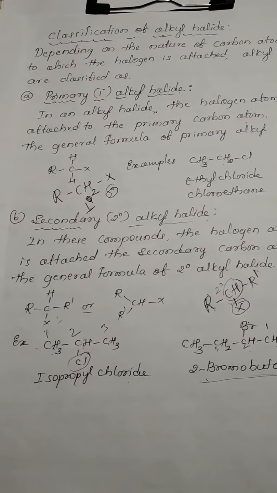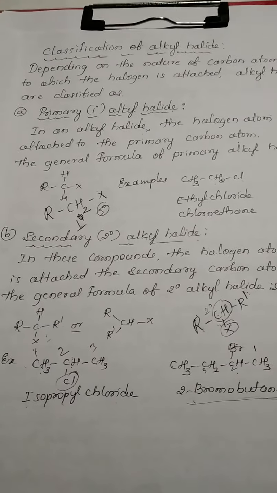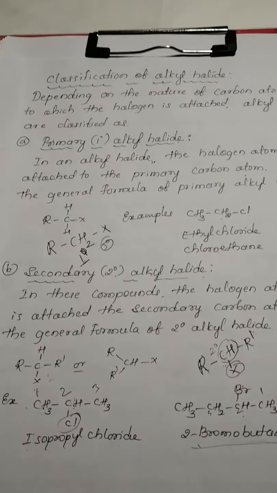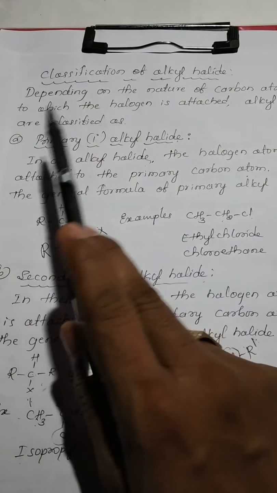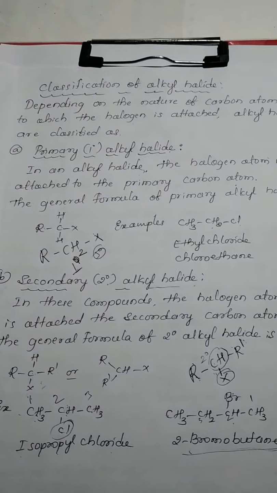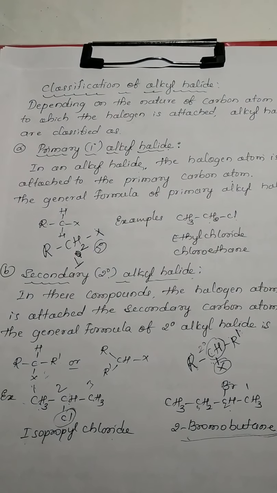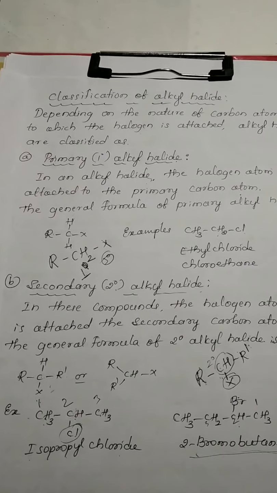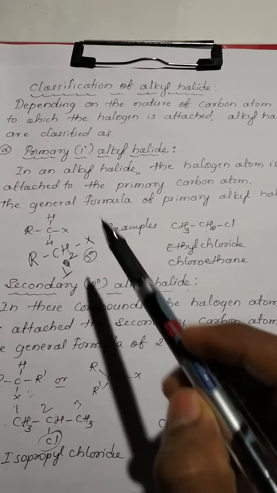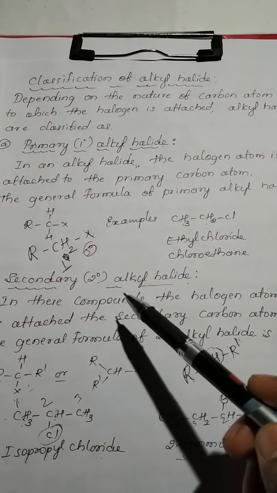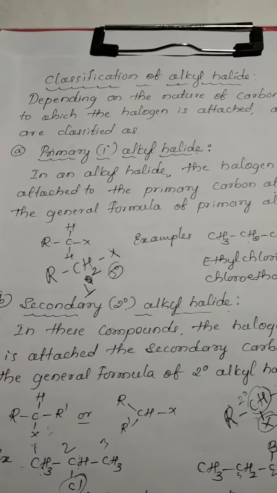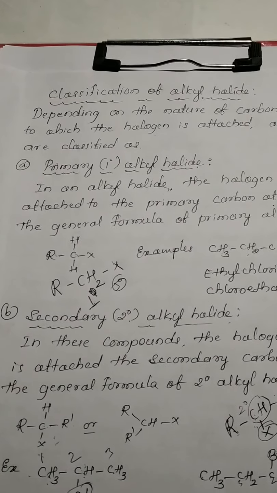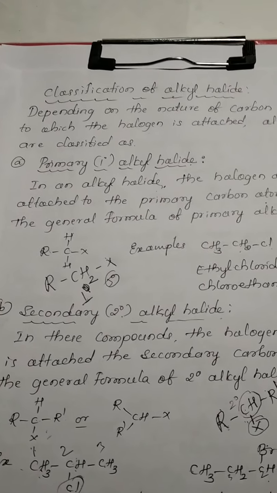Okay students, next is another classification. It is a classification of alkyl halides or haloalkanes depending on the nature of the carbon atom to which the halogen is attached. The alkyl halides are classified as primary alkyl halide, secondary alkyl halide, and one more is tertiary alkyl halide. First we have to understand what you mean by primary carbon atom, secondary carbon atom, tertiary carbon atom.